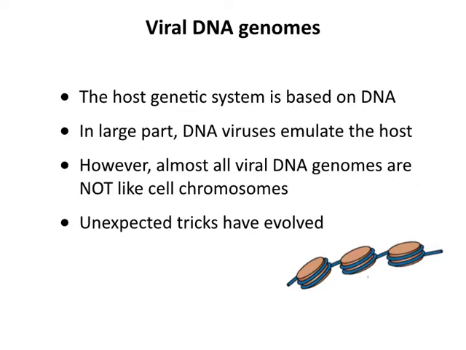Now let's talk about some viral DNA genomes. Our host genetic system, of course, is based on DNA. So these viruses, in large part, do very similar things to what our cells do. And we'll talk about those when we talk about DNA replication. But most viral genomes are not like cell chromosomes. Cell chromosomes are chromatinized. The DNA is wrapped around nucleosomes and all wound up, and this helps regulate transcriptional activity. For viral genomes, there's one virus where the DNA is actually wrapped up in nucleosomes, but all the other ones are not. So viruses have evolved other ways to regulate their gene expression that don't depend on histone acetylases, for example.